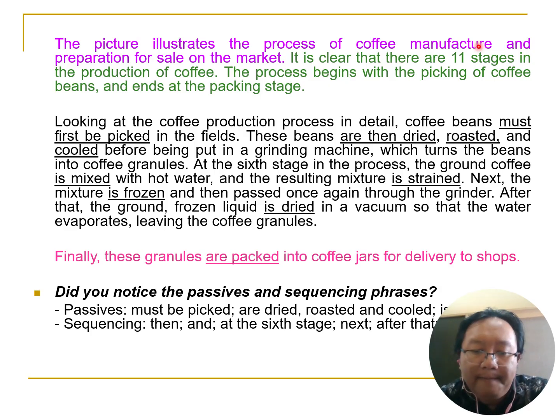draft. So did you notice the passive here? Must be picked, and then dried, roasted, cooled. Don't forget the sequencing. Then at the 6th stage, next, after that, and so on. So it will make the paragraph or the sentences become fluid, flowing clearly from one sentence to another sentence.